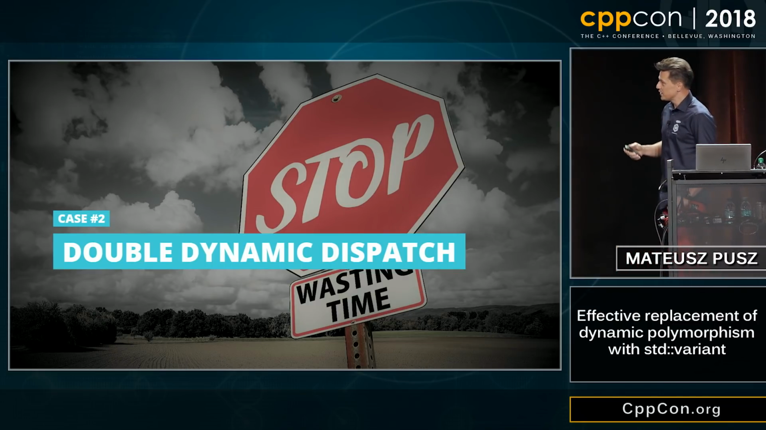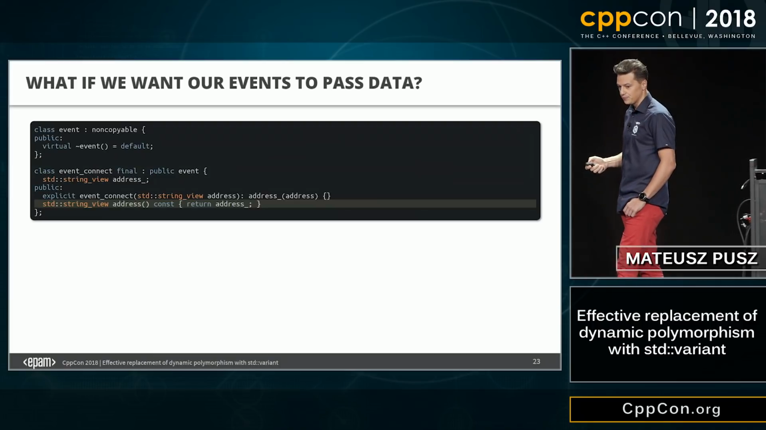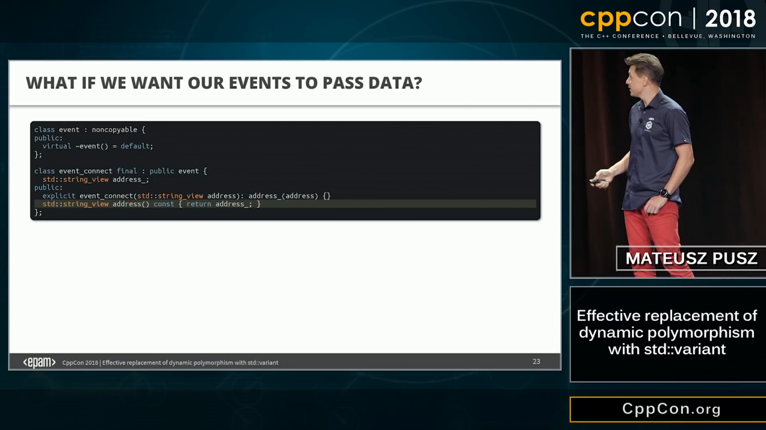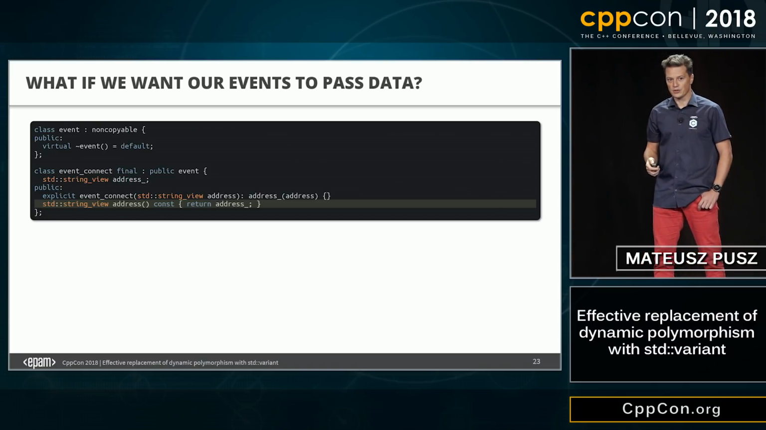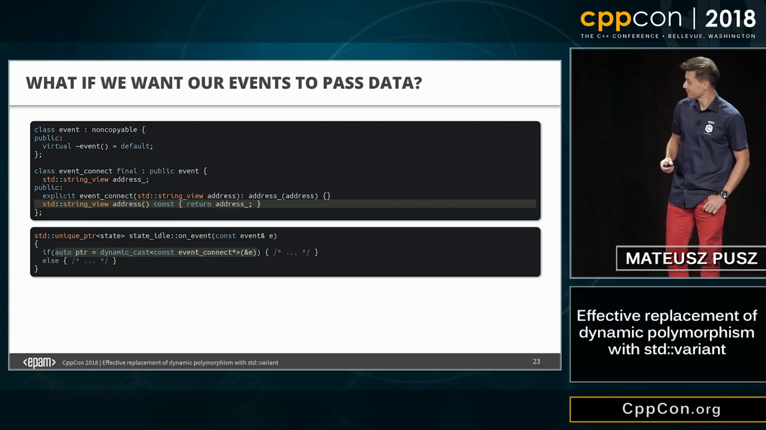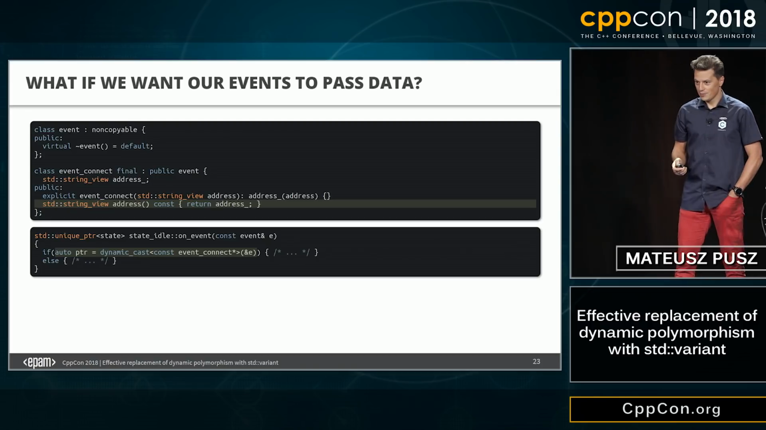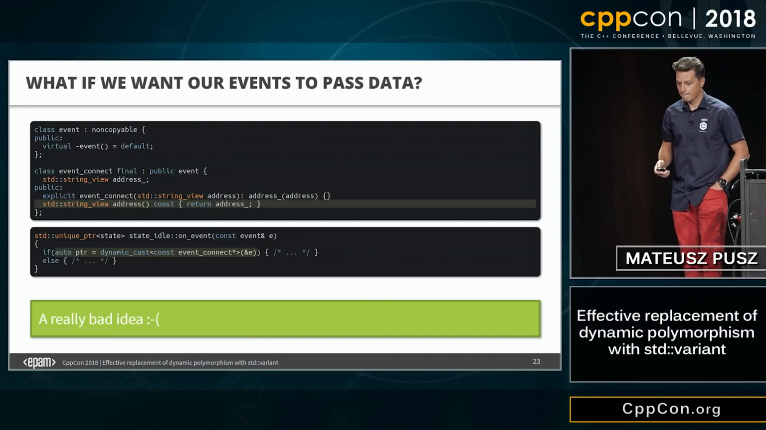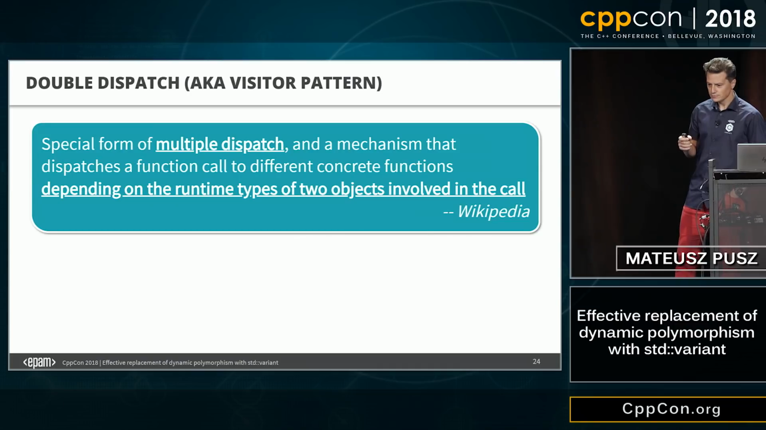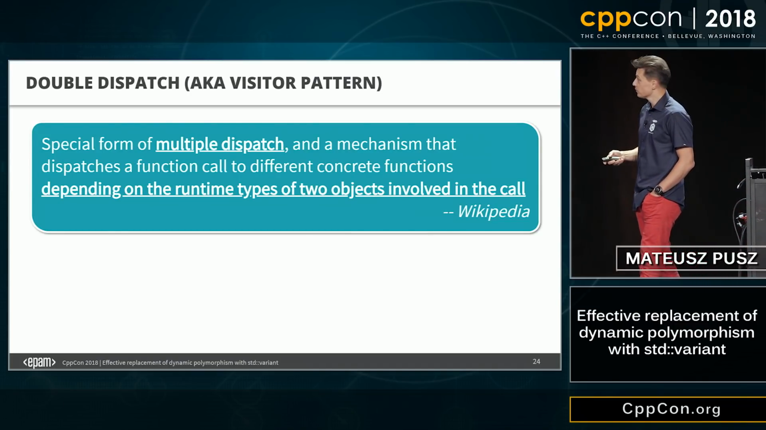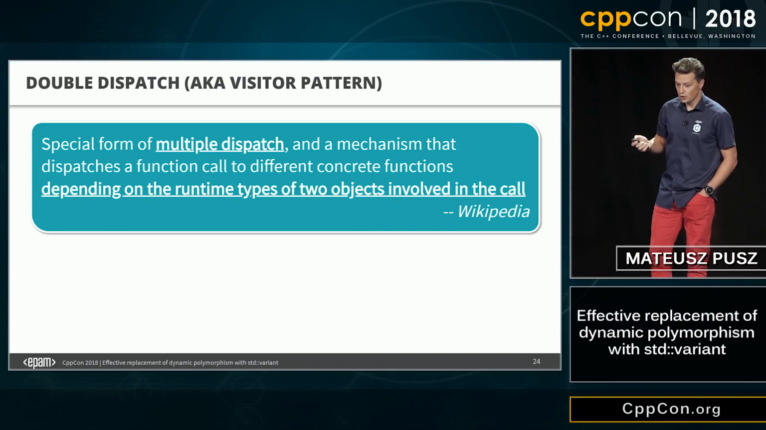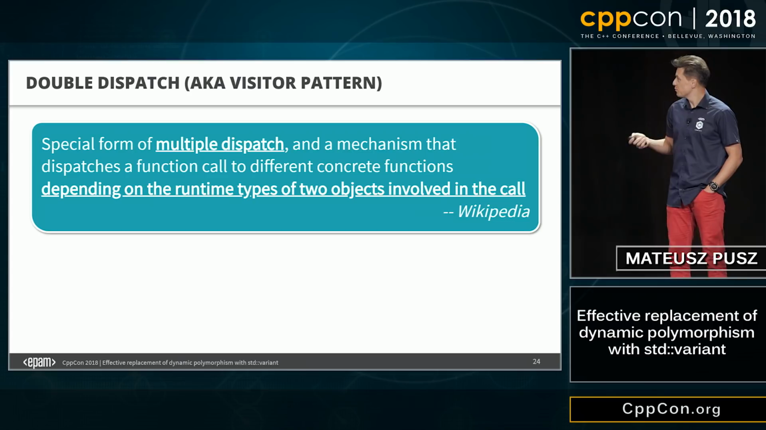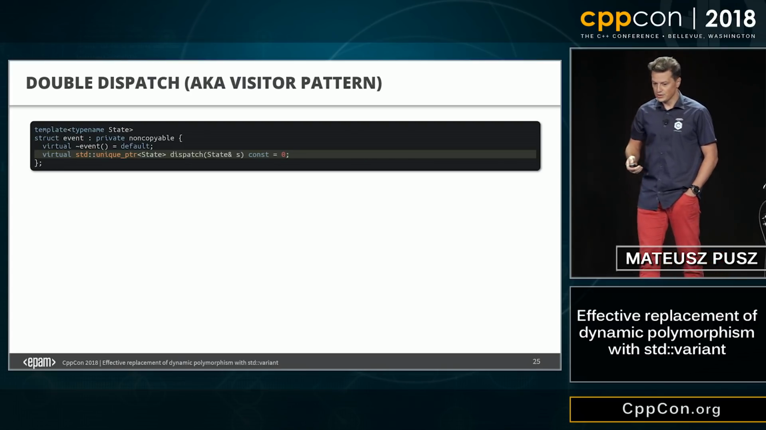Another way to implement a Finite State Machine is using so-called double dispatch. So let's assume that we want our events to pass some data. For example, the connect event provides us information about which address is being used for the connection. In such a case, we could do this, yes? But it turns out to be a really bad idea. So we are using double dispatch, also known as the visitor pattern, and it involves two objects and dispatch between them.